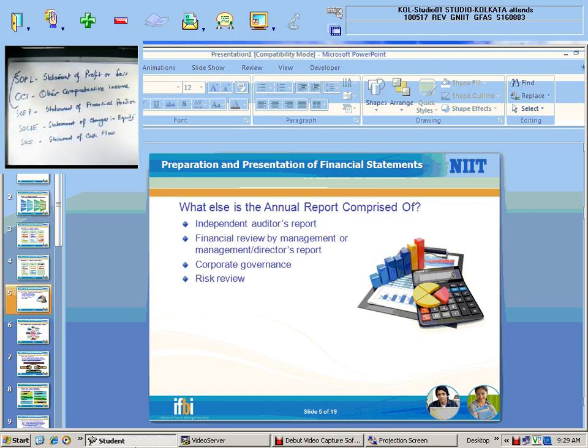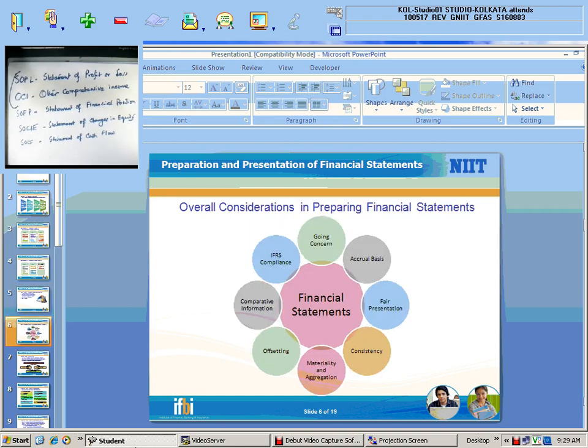Now, what are the overall considerations in preparing financial statements? We have talked about various accounting principles and conventions earlier. In our lesson 1, we have discussed in detail the various accounting principles and conventions. So, these form basically the basis for preparation of the financial statement.